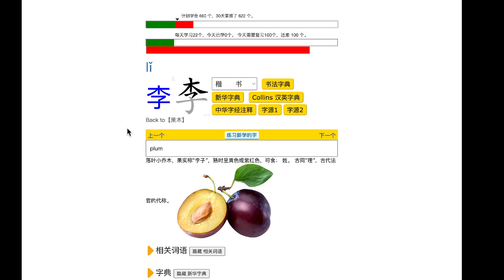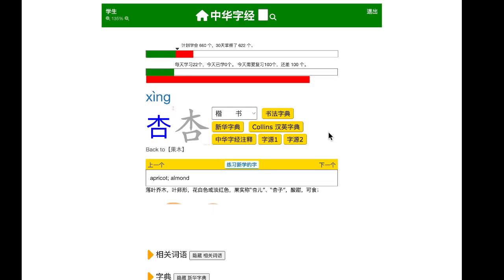Li is plum. This is also the Li that you're most commonly going to see people whose surname is Li. Most of them is going to be this one. Xing. Xing is an apricot, and it also means almond because of the bitter almonds that come out of the pits of fruits like these.